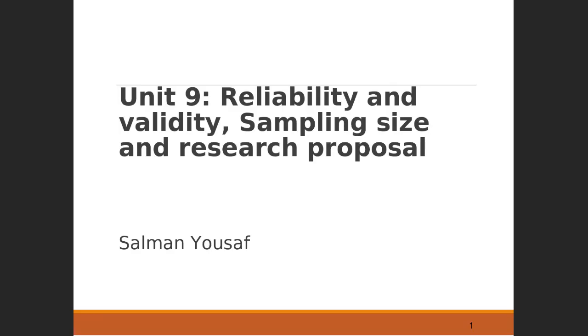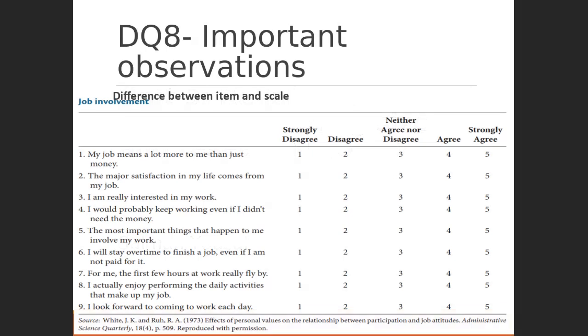So today we will be talking about reliability and validity, sampling size, and research proposal. But before we start our session, it is very important for us to clear some misconceptions which I observed in last week's DQ activity. Students seem to be confused between items and scale.